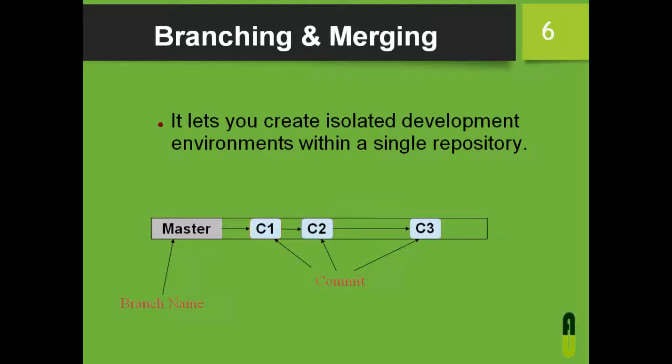First, create a new branch and check it out. The Git branch command is your general purpose branch administration tool. It lets you create isolated development environments within a single repository. So it represents independent lines of development, and when you need to merge, it can easily integrate with the master branch. Now here is the master branch with three commits: C1, C2 and C3. That's your commit points.